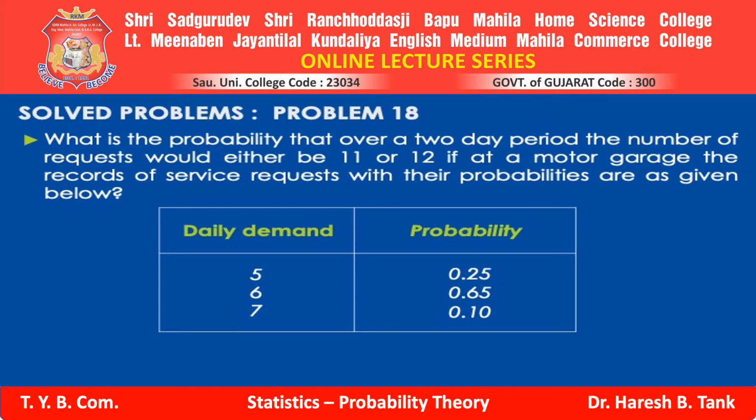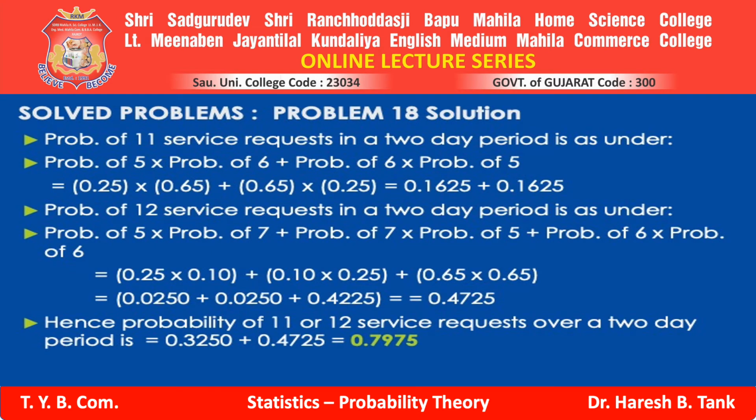What is the probability that over a 2-day period the number of requests would either be 11 or 12, if at a motor garage the records of service requests with their probabilities are given below? Daily demands are 5 with the probability 0.25, daily demands are 6 with probability 0.10. The required probability is 11 or 12, which can be listed as under.